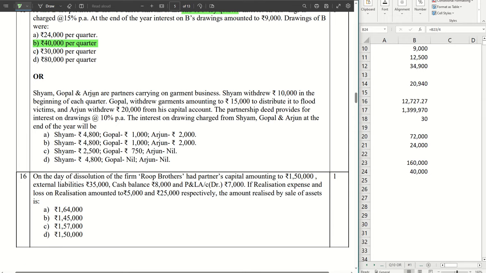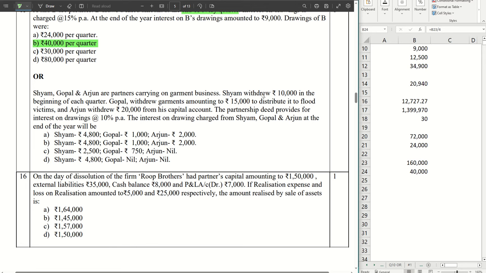Shyam and Gopal and Arjun are partners carrying on garment business. Shyam withdrew 10,000 in the beginning of each quarter. Gopal withdrew garments amounting to 15,000 to distribute to the flood victims, and Arjun withdrew 20,000 from his capital account. The partnership deed provides for interest on drawings at the rate of 10% per annum. The interest on drawings charged from Shyam, Gopal, and Arjun at the end of the year will be?